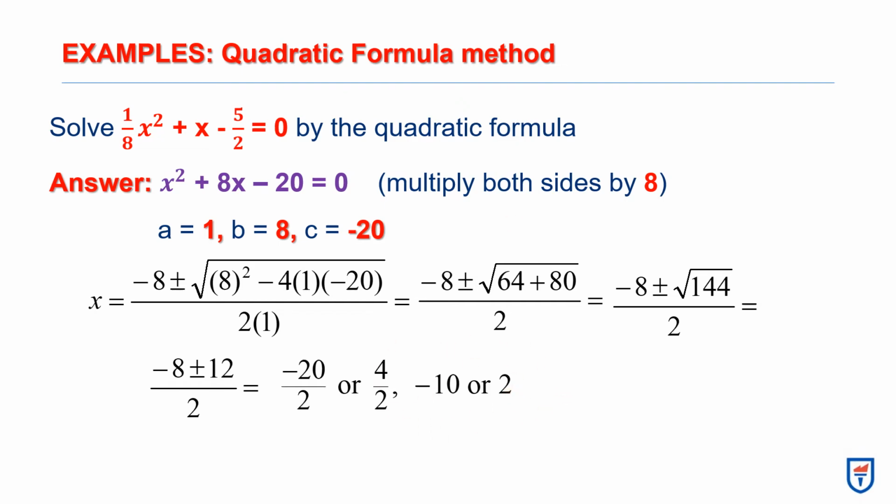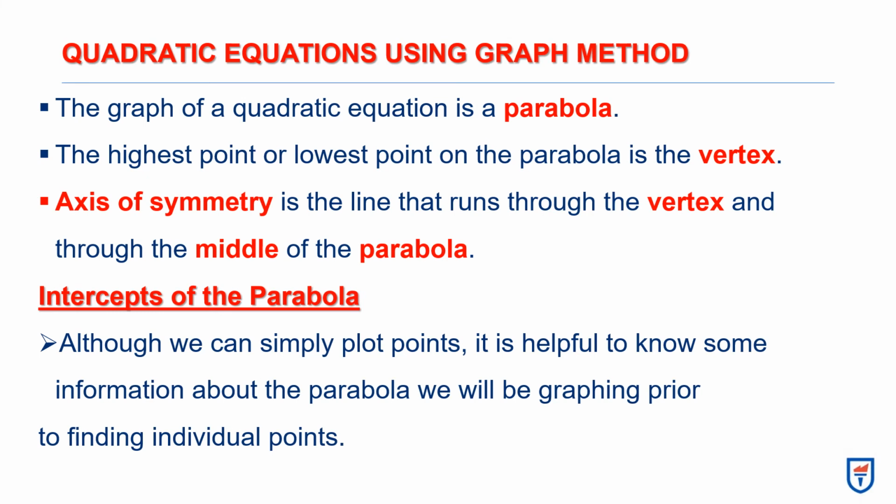The fourth method of solving a quadratic equation is the graphical method. When you are using the graphical method, it's very important for us to know some of the properties of the graph before we attempt to draw it. The graph of a quadratic equation is in the form of a parabola. When you have the graph of a parabola, we also need to calculate the vertex of that graph. The vertex is the lowest or the highest turning point of the parabola.